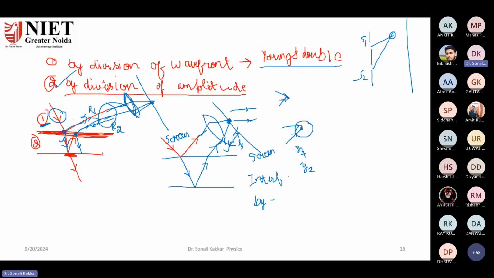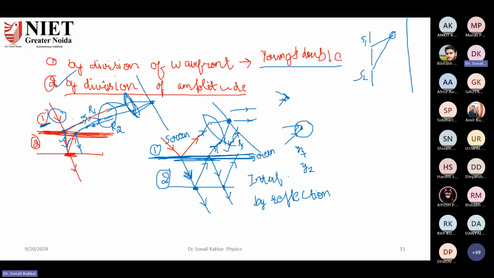By reflection, why so? Because if this is medium 1 and this is medium 2, you can see these look like they are reflected from the interface. Right? So this is called the reflected component of the interference. And at this point, this ray undergoes reflection as well as refraction. Similarly, at this point, this ray undergoes refraction and reflection. See, there are multiple reflections and refractions. So it will reflect into the medium.